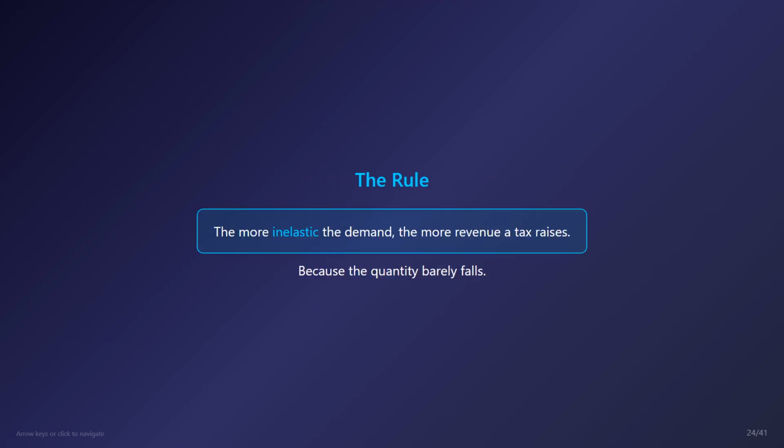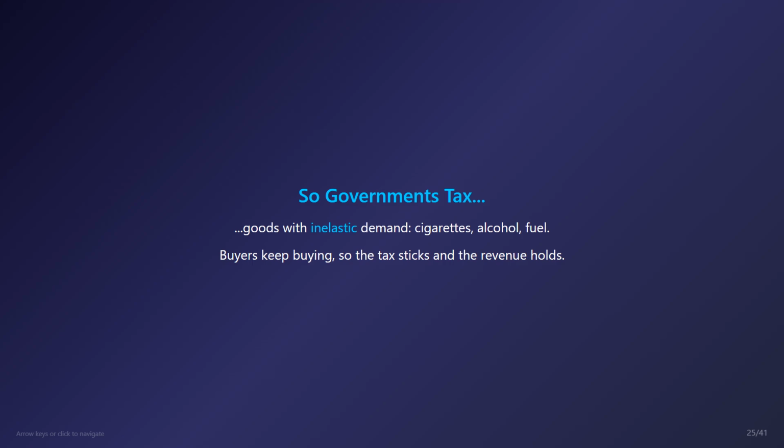So here's the rule. The more inelastic the demand for a good, the more revenue a tax on it raises. The reason is simple. When demand is inelastic, the quantity barely falls, so the government keeps collecting on nearly every unit. This is why governments love to tax goods with inelastic demand: cigarettes, alcohol, and fuel. Buyers keep buying them despite the higher price, so the tax sticks, and the revenue holds up year after year.